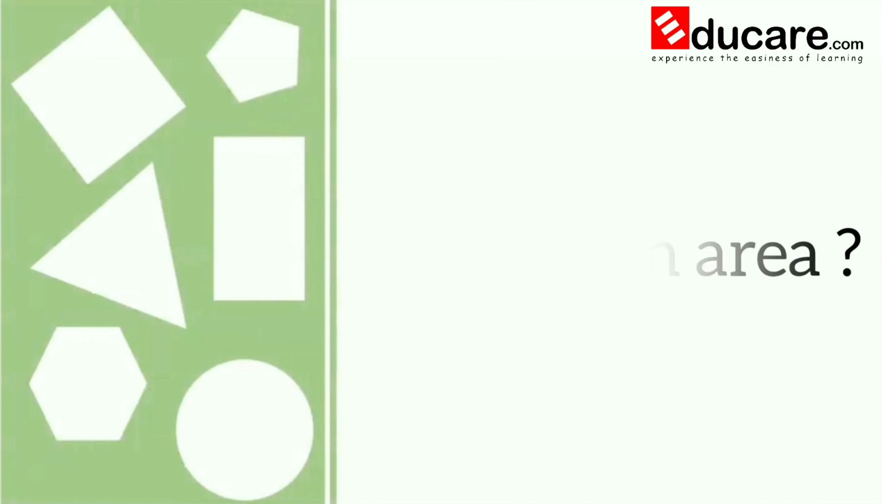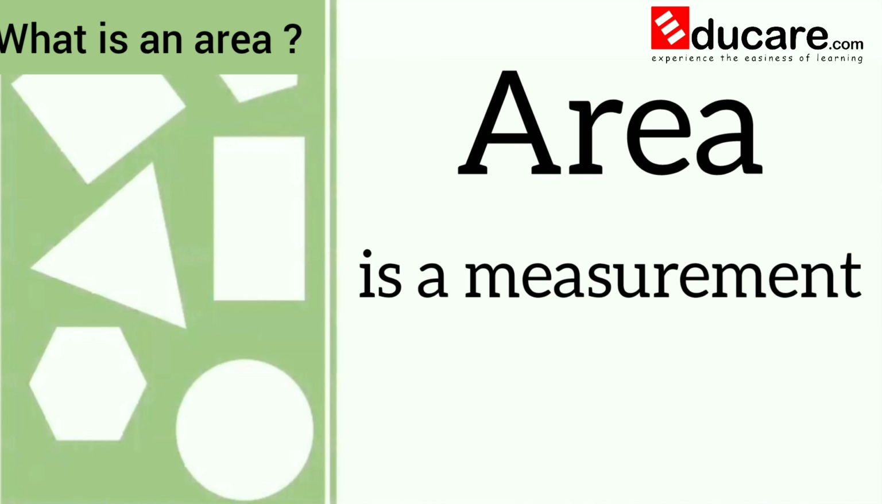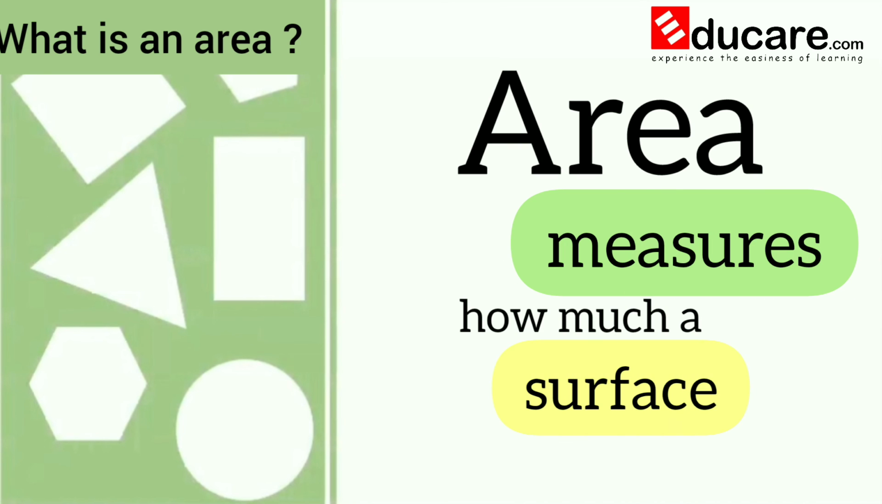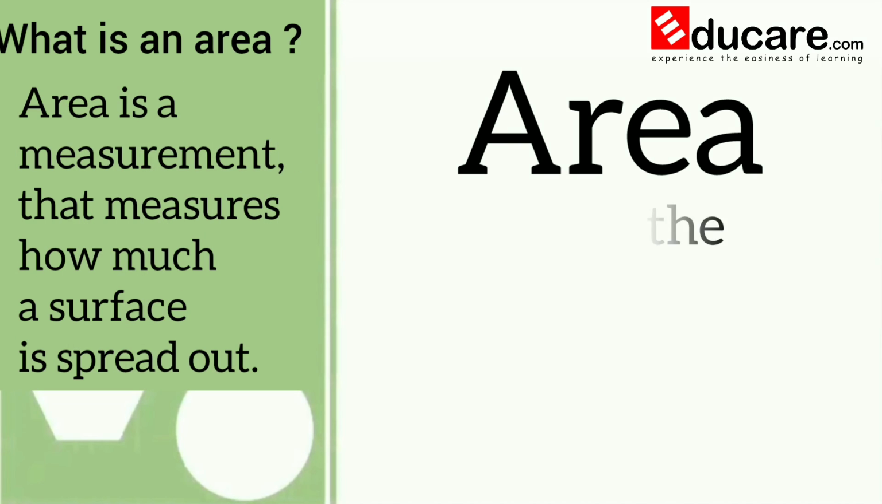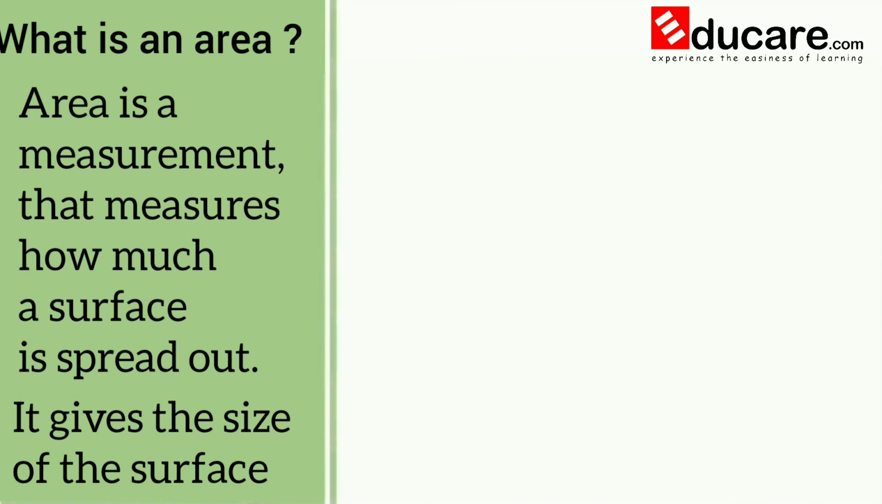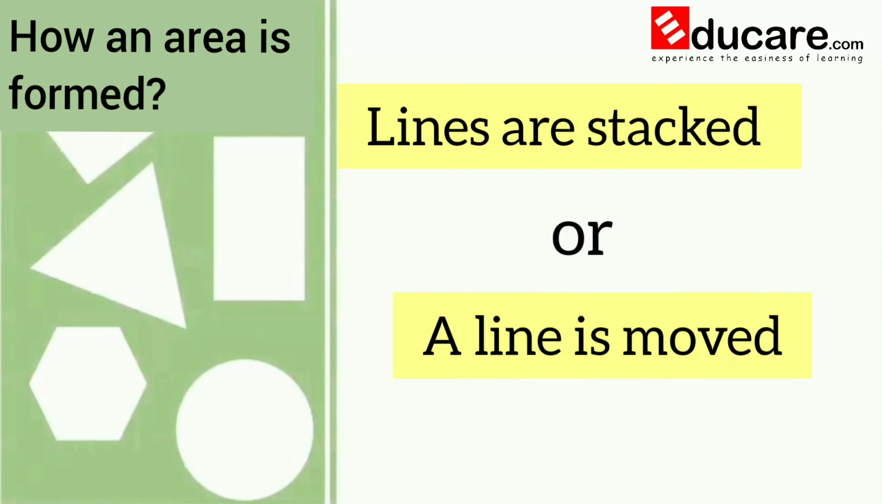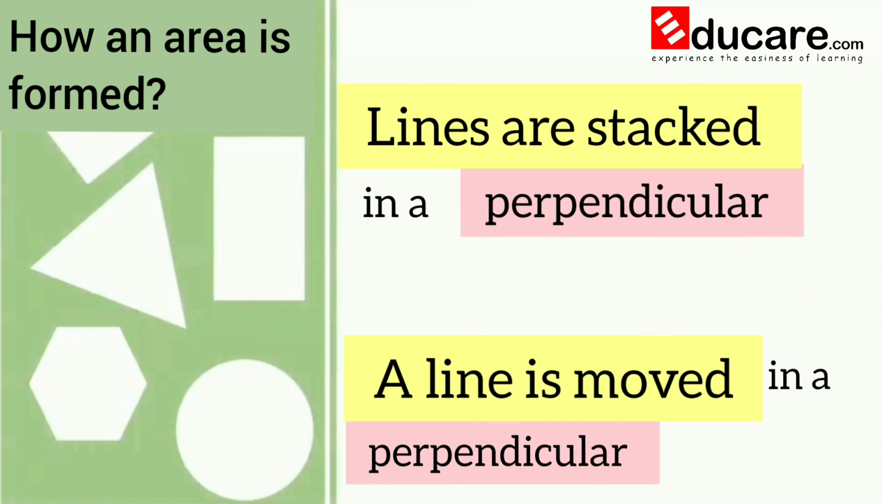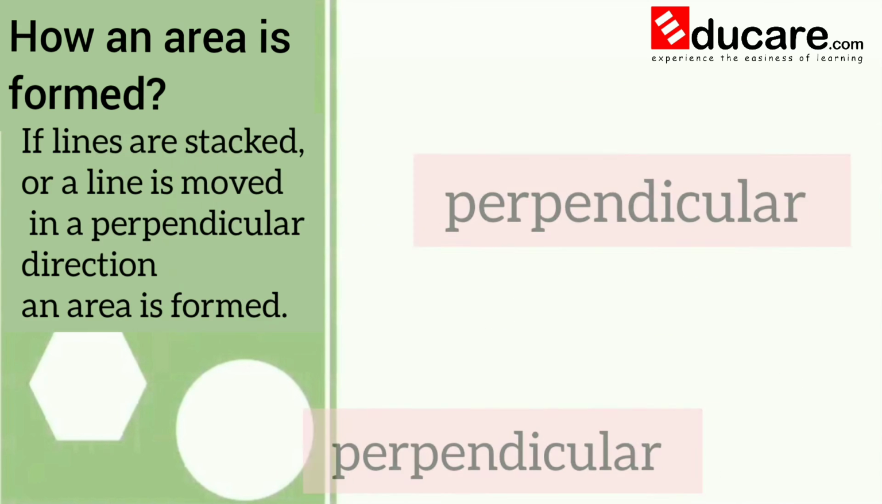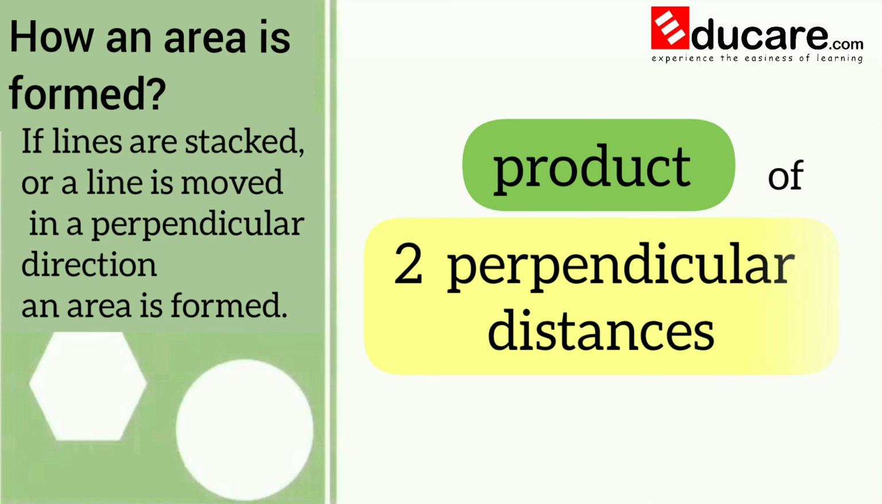Now, let's answer the questions. What is an area? Area is a measurement that measures how much a surface is spread out, and it gives the size of a surface. How is an area formed? If lines are stacked or a line is moved in a perpendicular direction, area is formed. So, the product of these two perpendicular distances determines the area.